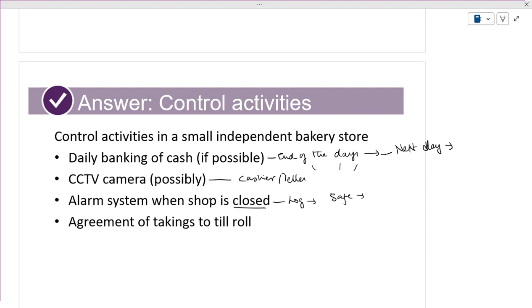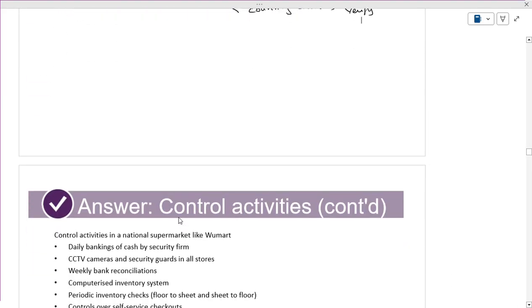Whenever you are counting cash, one person should count, one person should verify. Two people should sign. That is the segregation of duties. Then there will be a proof. These are the control activities with respect to small business.